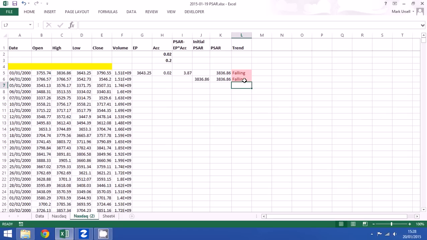Okay, so I'm just doing a very simple if statement here. If the closing price is greater than the PSAR, then the trend is falling. Okay, so now we have to go back and have a look at the extreme points. How do we calculate this?